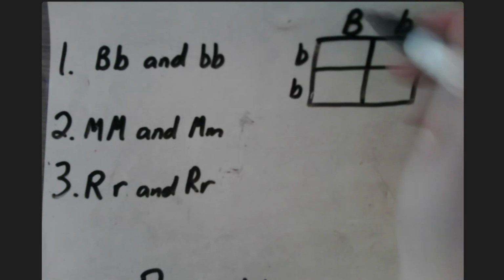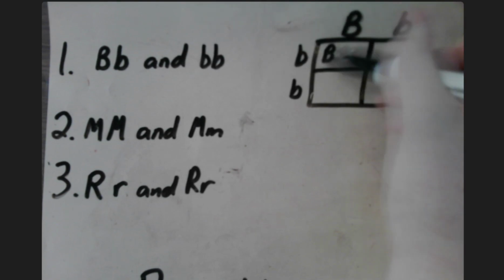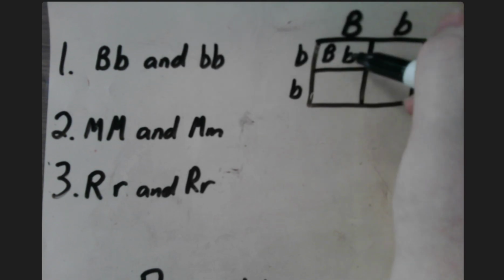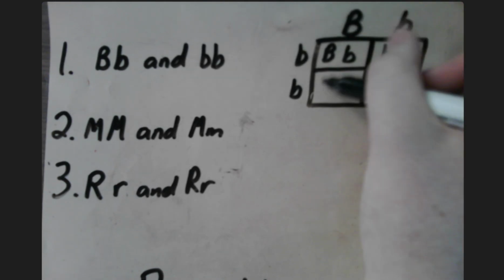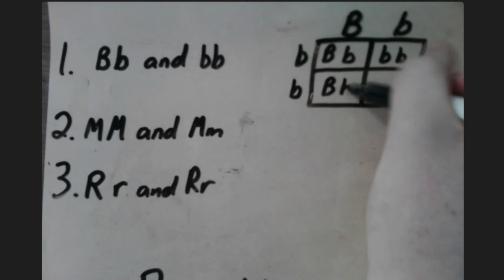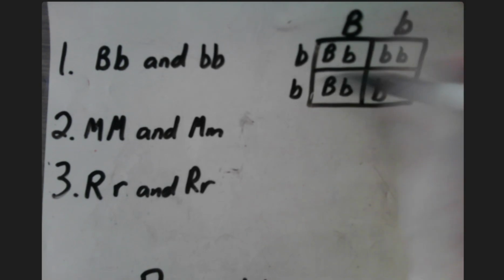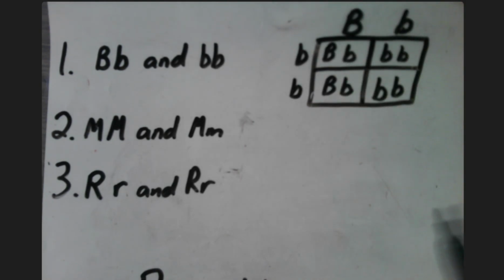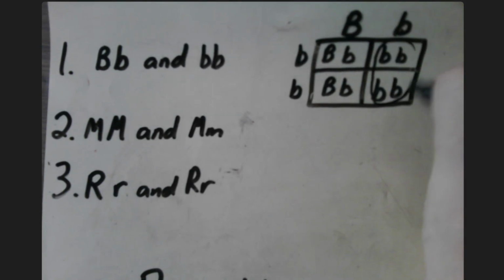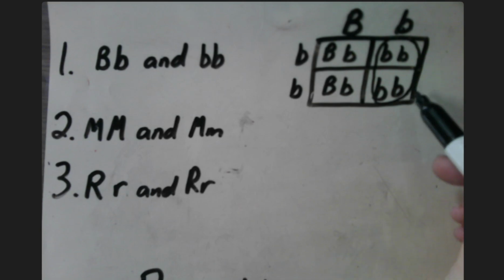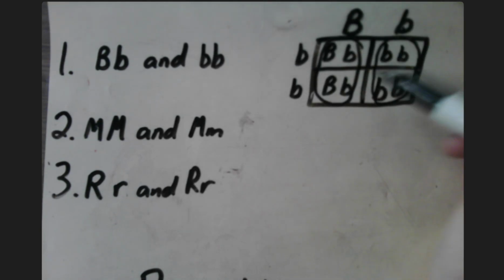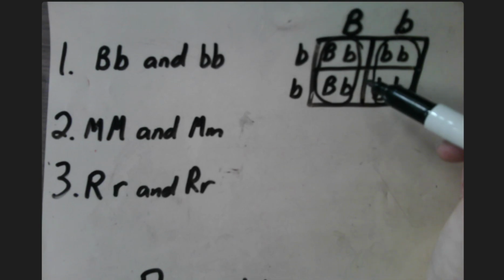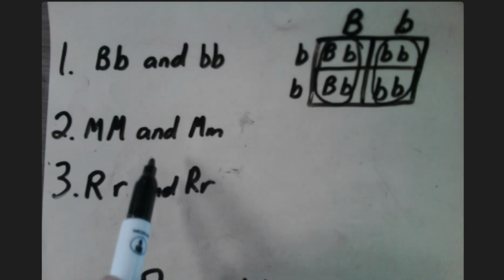So our final answer, we're going to bring this down. We bring down our capital B. We move this b to the side. We're going to move this b to the side and our lowercase down. We're going to move capital B down, this one to the side, this one down, and this one to the side. Now, we have 50% homozygous recessive and 50% heterozygous dominant.